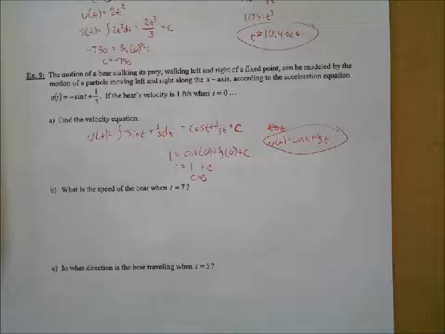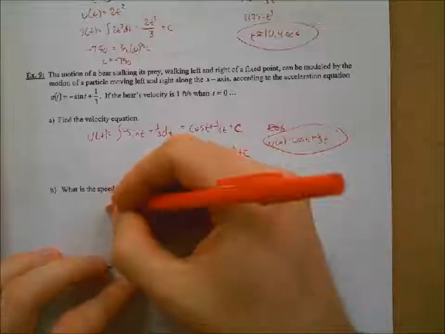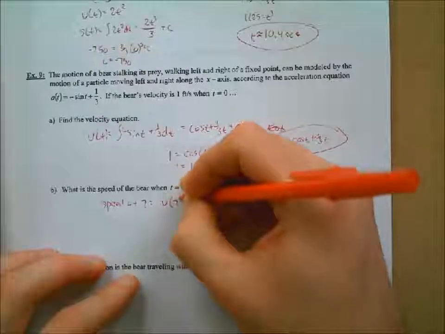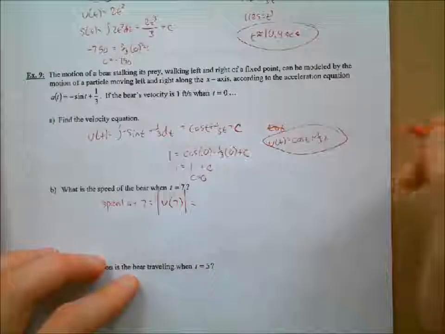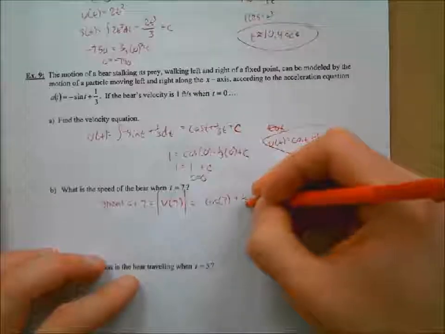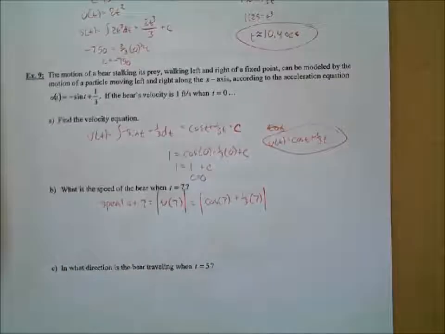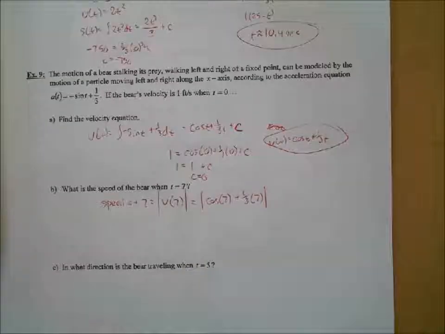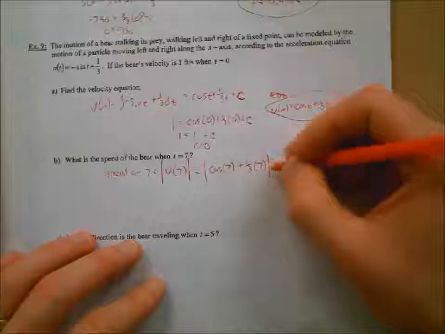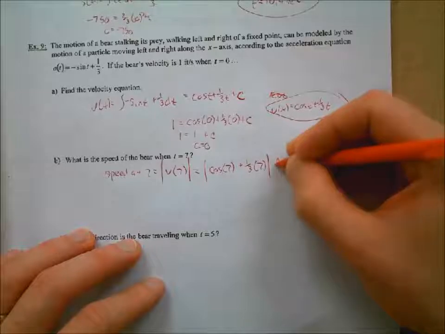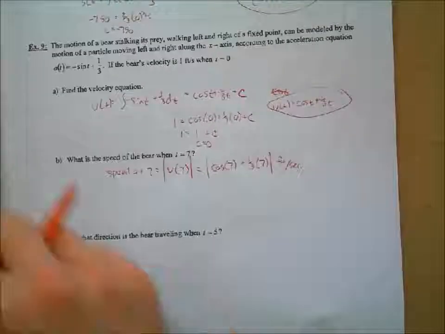What is the speed of the bear when t is 7? How do we find the speed? 7 goes into the velocity, and you take the absolute value. So speed at 7 equals the absolute value of v of 7. So it's going to be the absolute value of cosine of 7 plus 1/3 times 7. Do we need to evaluate any further if this is a free response question? No. Remember, even trigonometry does not need to be evaluated. So we can just say that's our answer, and we'll put it in terms of feet per second.